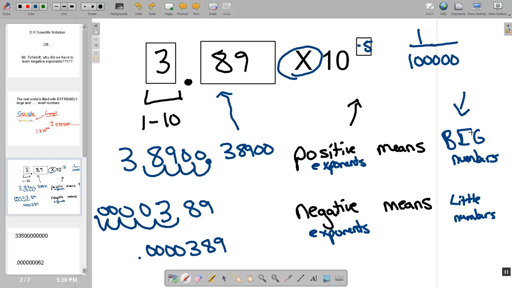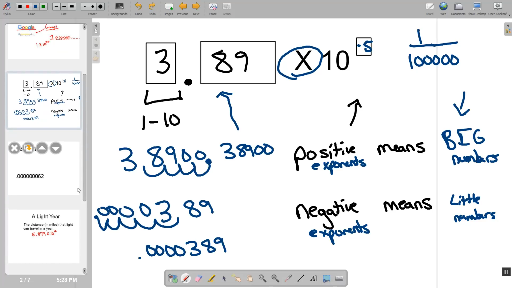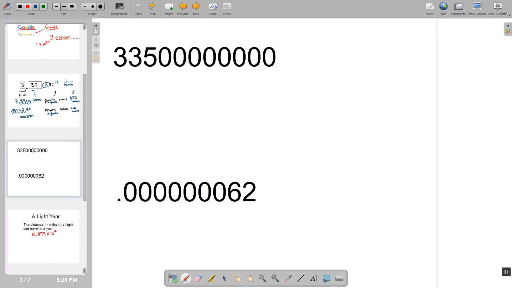Negative exponents mean little numbers. So let's look at some of these in actuality. We have this number out here, which is really big. If we wanted to actually learn how to say this correctly: thousands, millions, billions. So this is 33,500,000,000. Huge number, right? It's just like my bank account.